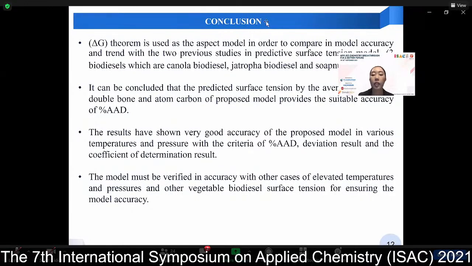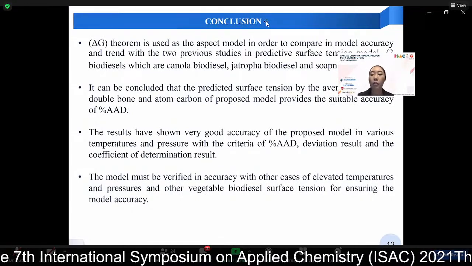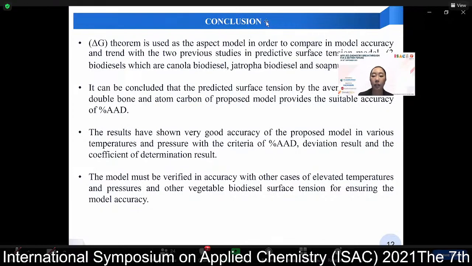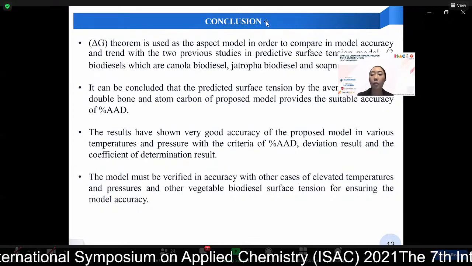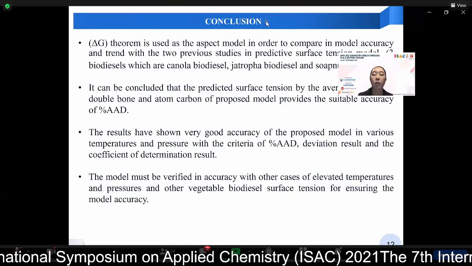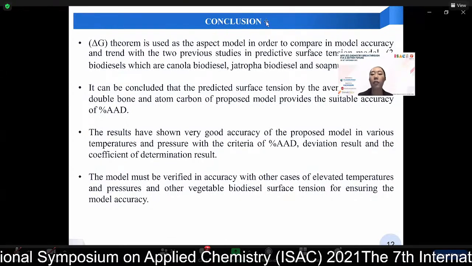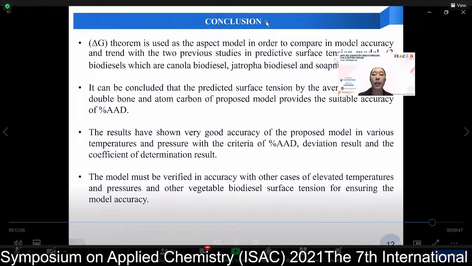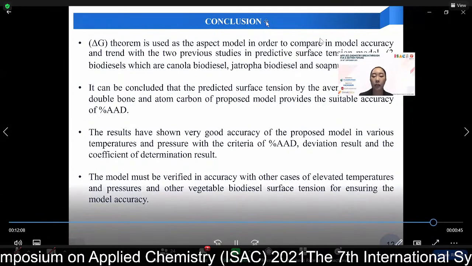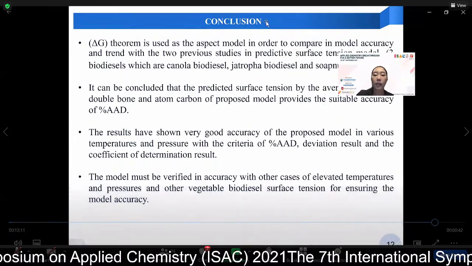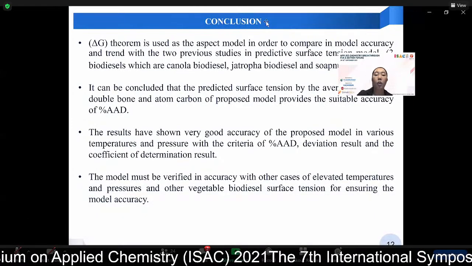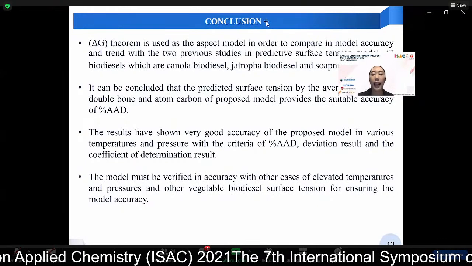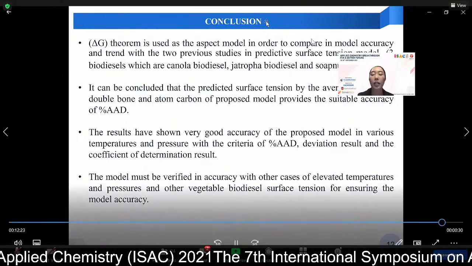With the comparison results given by the proposed model, it can be concluded that predicting surface tension by the average number of double bonds and carbon atoms of the proposed model provides suitable accuracy of percent AAD under atmospheric pressure and evaluate temperature and pressure, more than the previous studies, due to the limitations of the previous models. The results have shown very good accuracy of the proposed model in various temperature and pressure with the criteria of percent AAD, deviation result, and the coefficient of determination result.